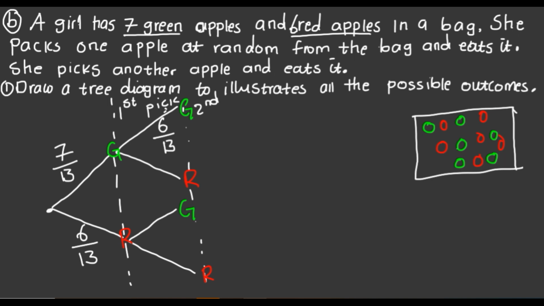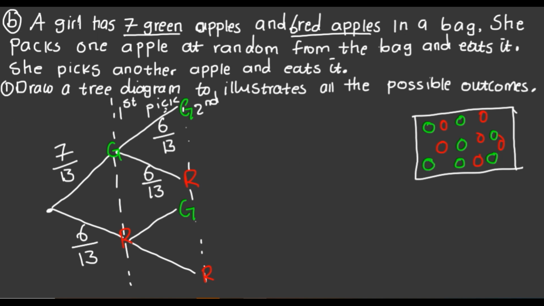Then what of red? How many red do we have? It's 1, 2, 3, 4, 5, 6. So for red, we still have 6 because we assumed that it was green that was picked. So it's 6 over 13. Now let's put the green back here.